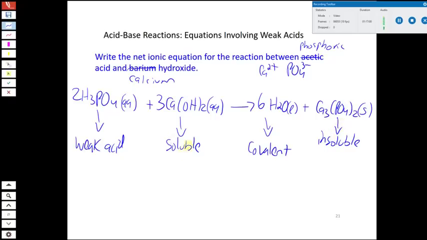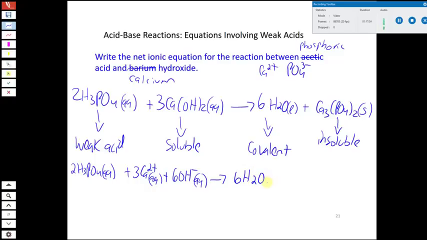So the only thing that we actually are going to separate into ions is the calcium hydroxide because this is a soluble ionic compound. This is a weak acid, so it doesn't dissociate very much, so we leave it together, and everything else is either a covalent compound or insoluble. So when we write this out, then we get 2H3PO4. We don't split that up because it's a weak acid. This one we split up into 3 calcium 2 plus, and then 6 OH minuses. And then on the product side, we have 6 waters, which we don't split up because it's a covalent compound, and calcium phosphate, which we also don't split up because it's insoluble.